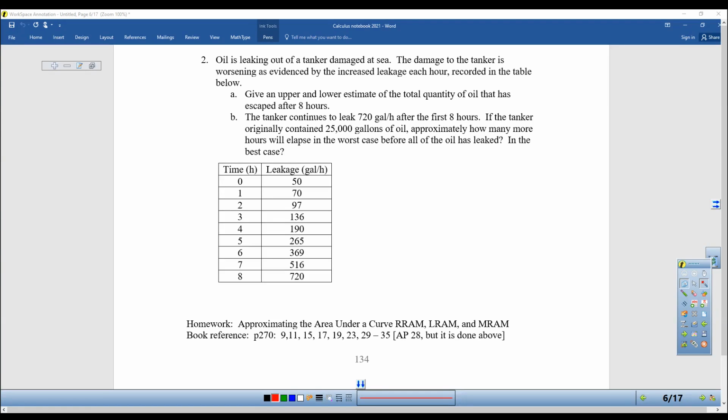Okay, everybody, last one. Oil is leaking out of a tanker damaged at sea. The damage to the tanker is worsening as evidenced by the increased leakage each hour, recorded in the table below. Give an upper and lower estimate of the total quantity of oil that has escaped after 8 hours. So like we did with the last ones, I do need to make it into a graph. 1, 2, 3, 4, 5, 6, 7, 8. And it doesn't need to be perfectly marked on this side, which is in gallons per hour. I just really want to record the basic shape of it.